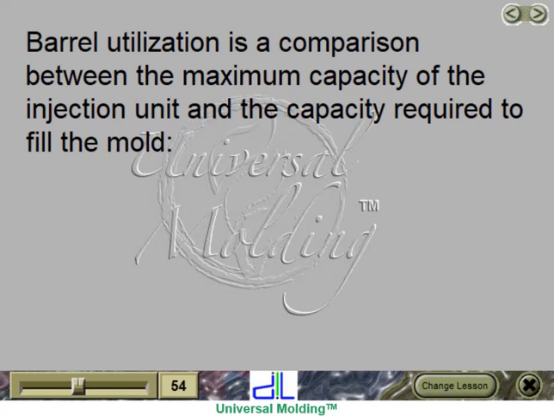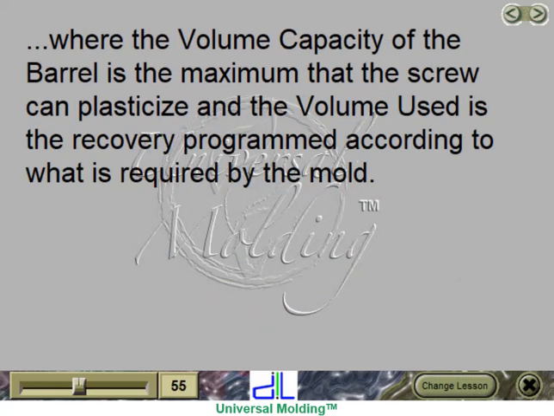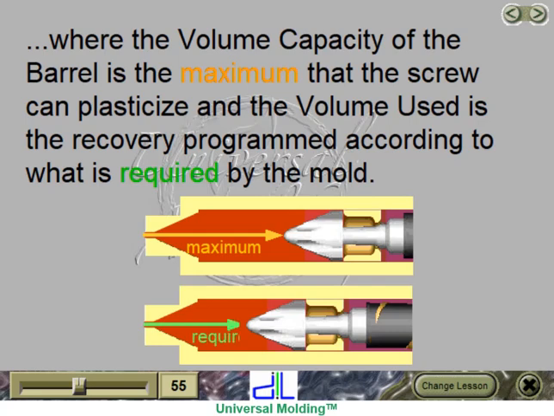Barrel utilization. Barrel utilization is a comparison between the maximum capacity of the injection unit and the capacity required to fill the mold. Percentage of utilization equals volume used times 100% divided by the volume capacity of the barrel, where the volume capacity of the barrel is the maximum that the screw can plasticize, and the volume used is the recovery programmed according to what is required by the mold.